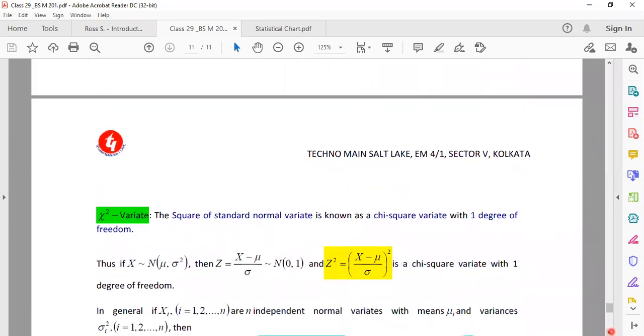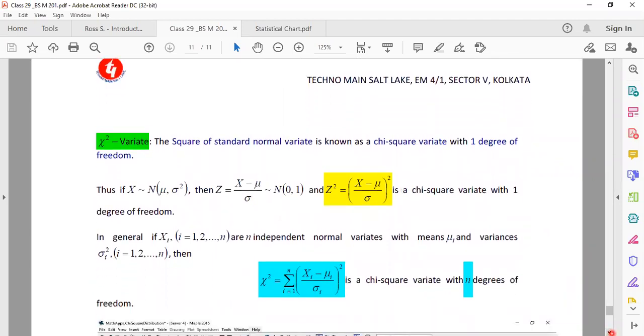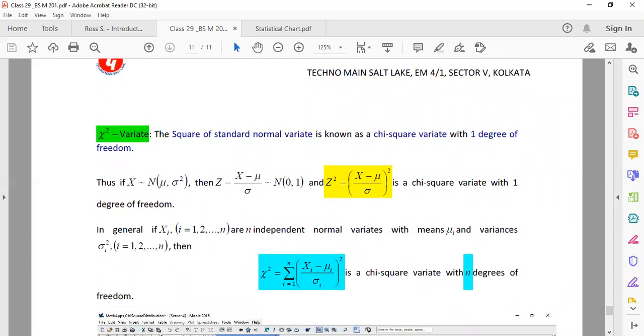Now, what is the definition of chi-square variate? We have done so many examples. So what is chi-square variate? Chi-square variate is nothing but the square of the standard normal variate, with 1 degree of freedom. If I explicitly write the definition of chi-square, it goes like this.